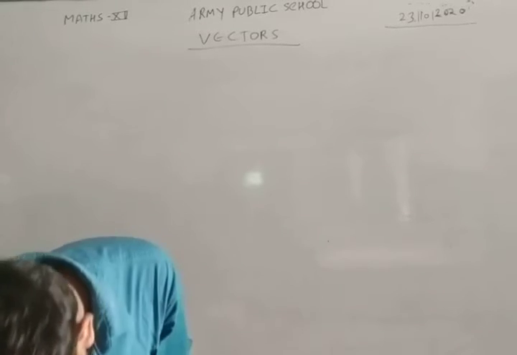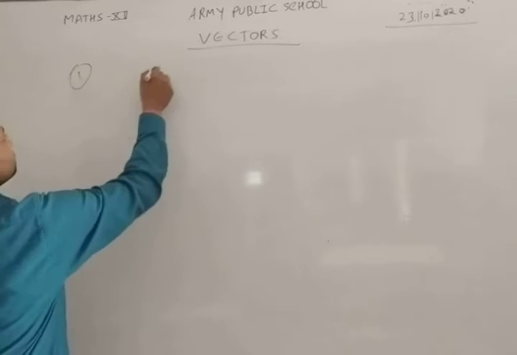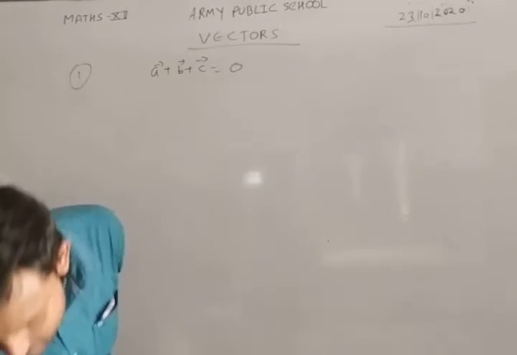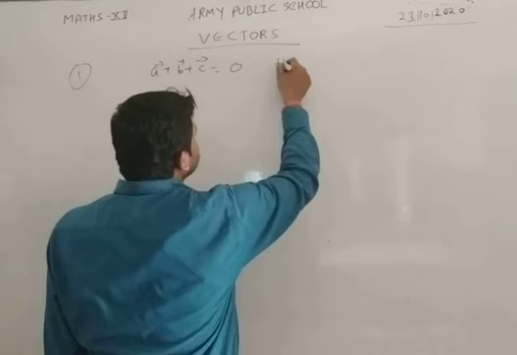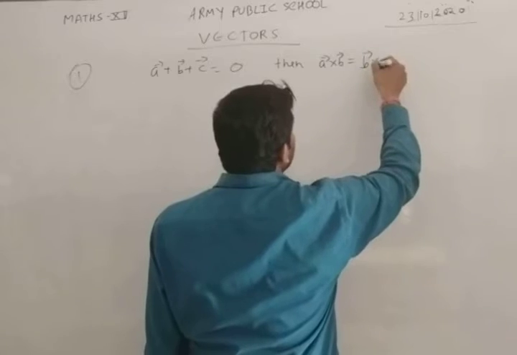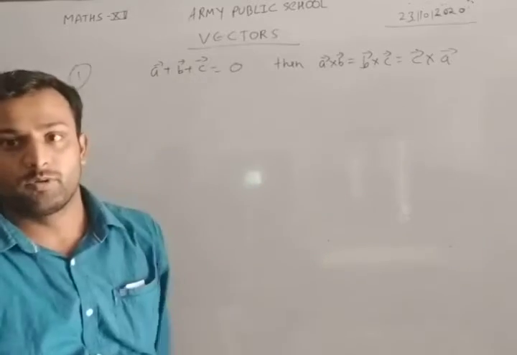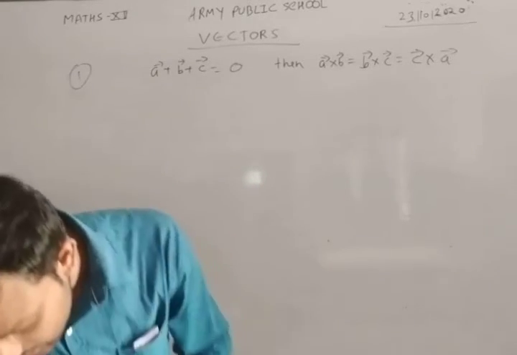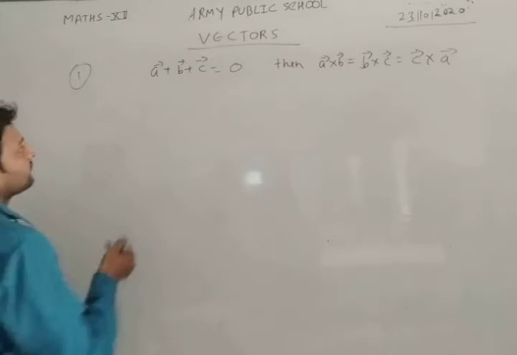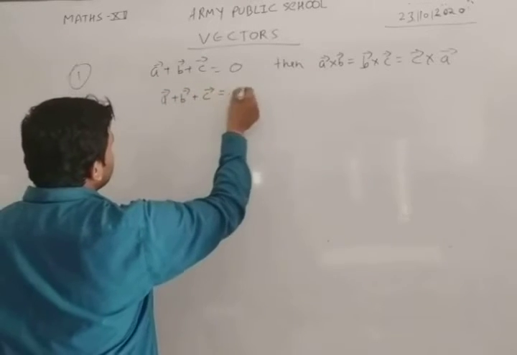First question is, if vector a plus b plus c is equal to 0, then prove that a cross b is equal to b cross c is equal to c cross a. We have to prove that a cross b is equal to b cross c is equal to c cross a. Okay? Now take first a plus b plus c is equal to 0.